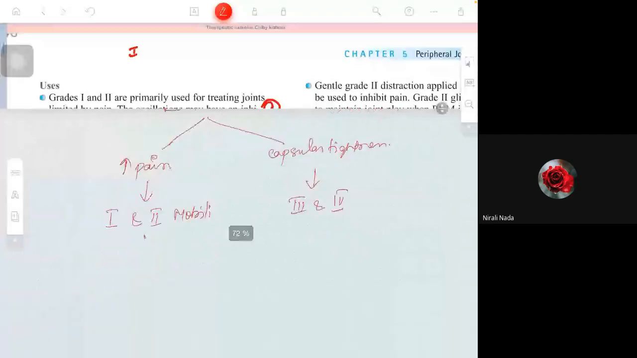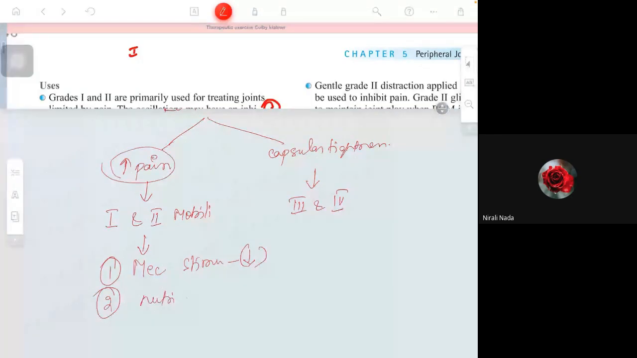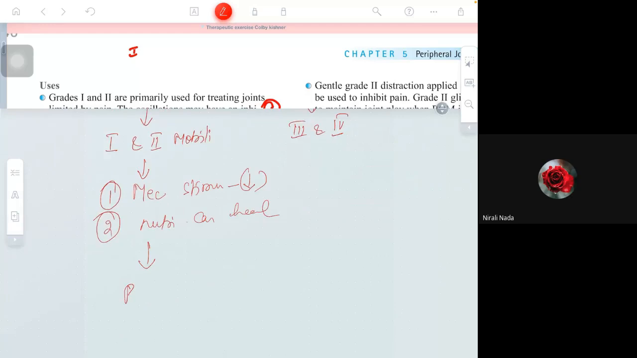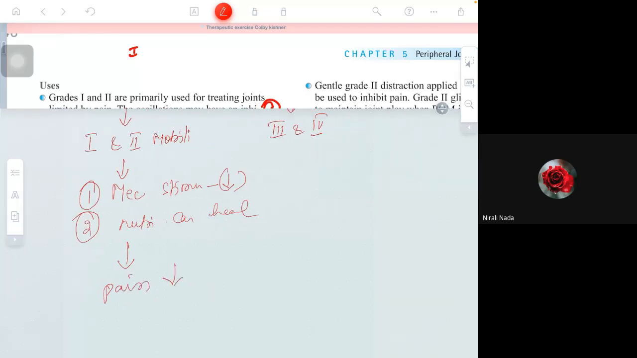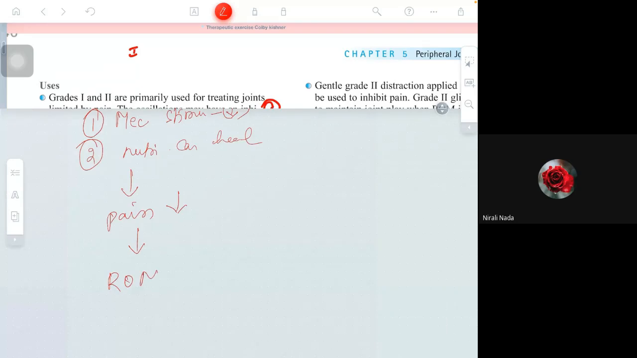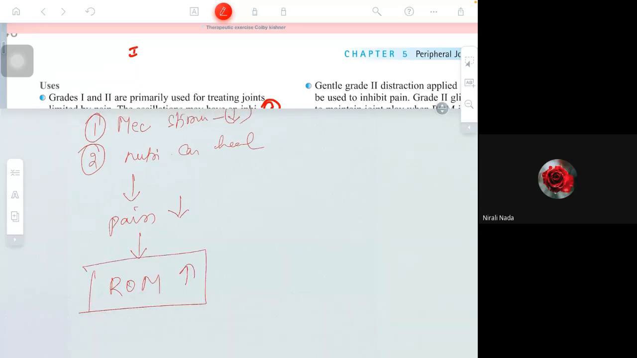So what will happen if grade 1 and 2 mobilization is given? Your main aim is to reduce the pain. So what will happen? Mechanoreceptor is stimulated and pain is inhibited. This is first reason. Second is, if the cartilage is provided good nutrition, then cartilage will heal. If cartilage is healed, what will happen? Pain will reduce. If pain is reduced, then what will happen? Range of motion will increase. Clear?